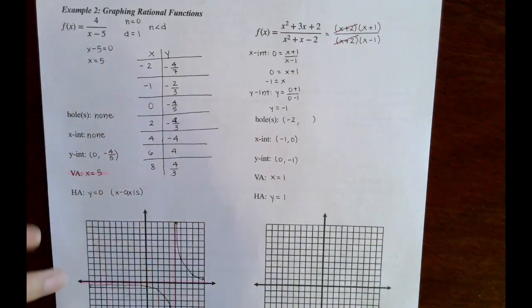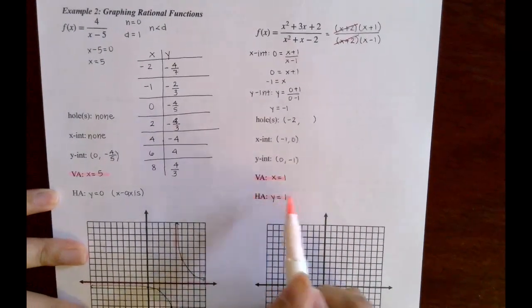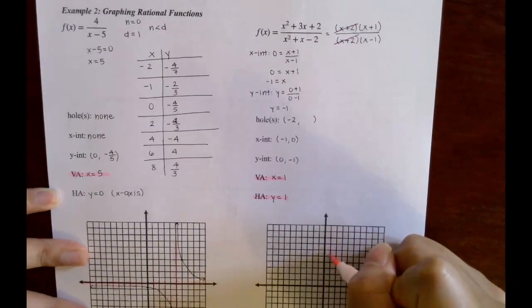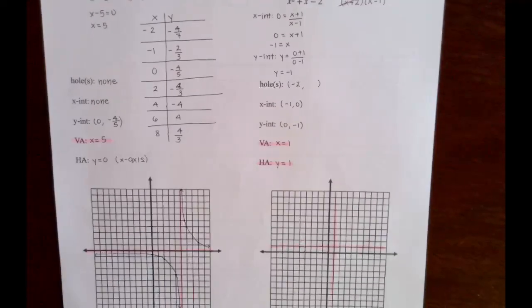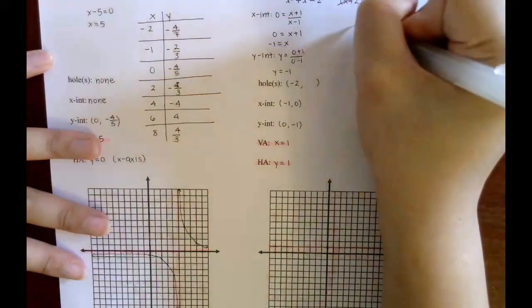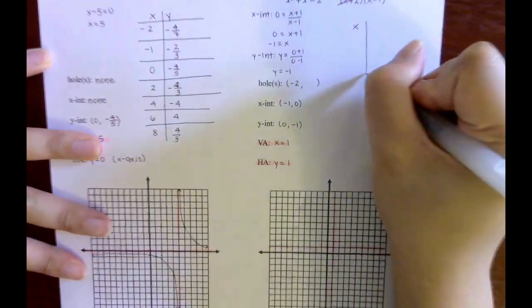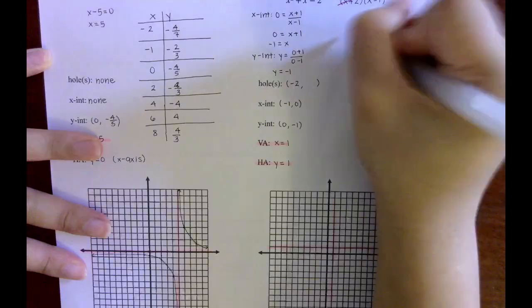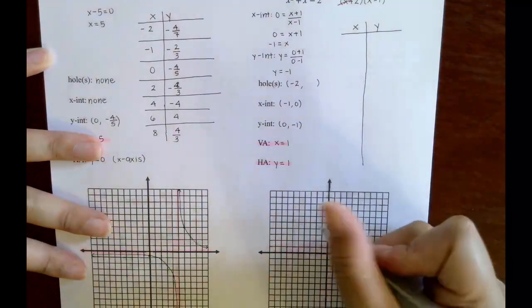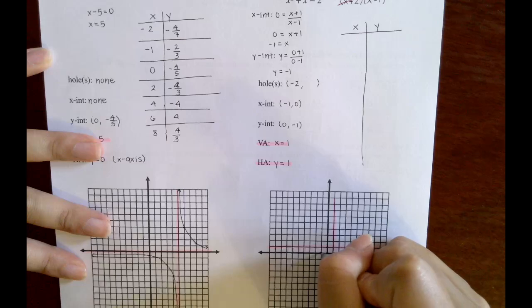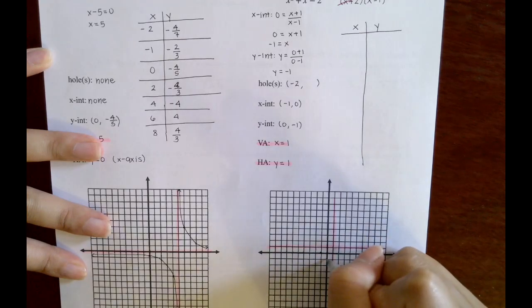My vertical asymptote and horizontal asymptote are both at 1, so this is my vertical asymptote, and then my horizontal asymptote is here. Then I'm going to make my table. I already know that the x-intercept is at negative 1, 0, so that's here, and then my y-intercept is here.